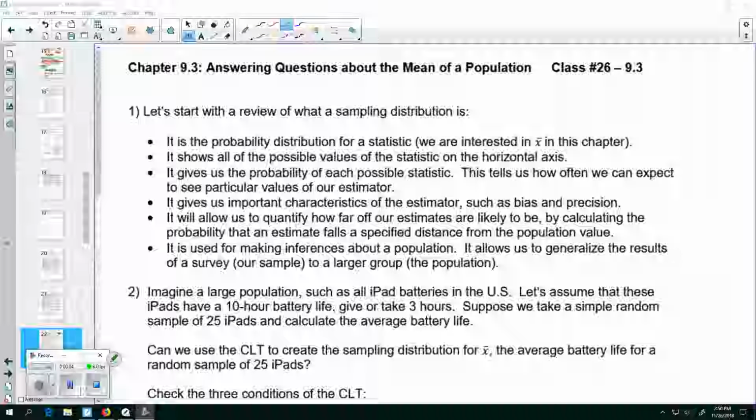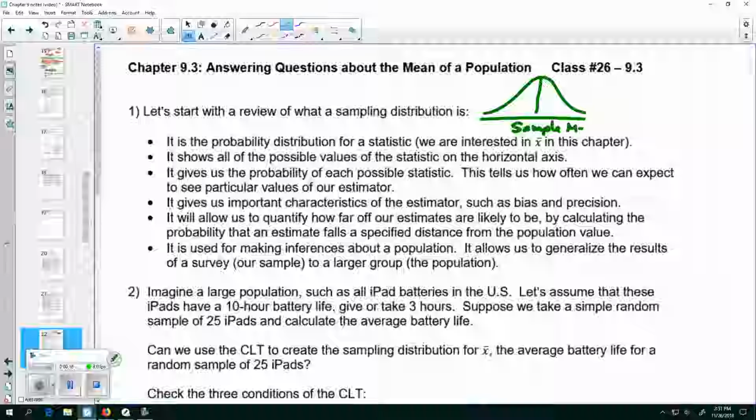Okay, 9.3, answering questions about the mean of a population. So let's start with a review of what a sampling distribution is. Those were the distributions we were looking at in the last two sections, and they had sample means on the horizontal axes, for all possible values of x bar. So we're going to start with a quick review of what those sampling distributions are.